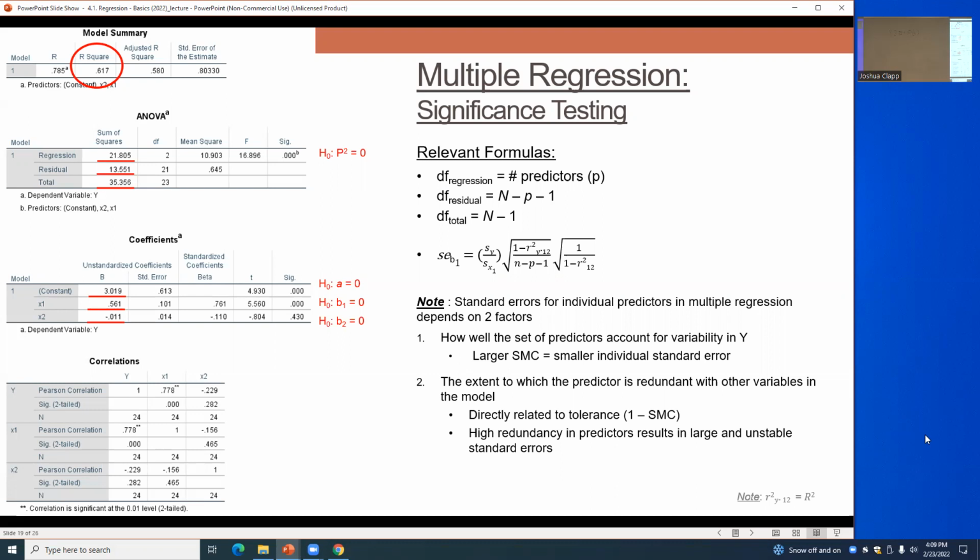This is going to be directly related to tolerance, which we'll talk about as a collinearity statistic. Tolerance is 1 minus the squared multiple correlation. So if I have a high squared multiple correlation of x2 with all of my other predictors, that's going to be a very small number. And then that's going to start to fool around with my standard errors. When I get redundancy in my predictors, I end up with large and unstable standard errors, meaning they jump around a whole lot from replication to replication.